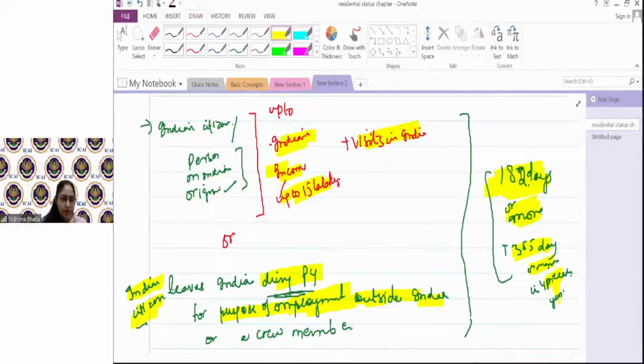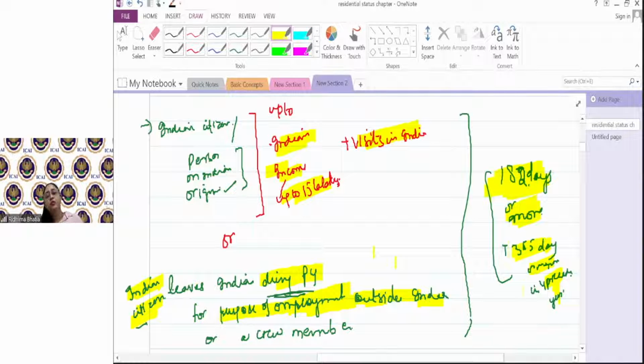And his Indian income is up to 15 lakhs. Or an Indian citizen who is leaving India for good. For good means his economic interest is shifting altogether abroad. He may be doing a job there, he may be starting a business there, anything. But if he's going for medical purpose or educational purpose, then he's not covered here. So in that case you only have to see one condition to satisfy residential status.